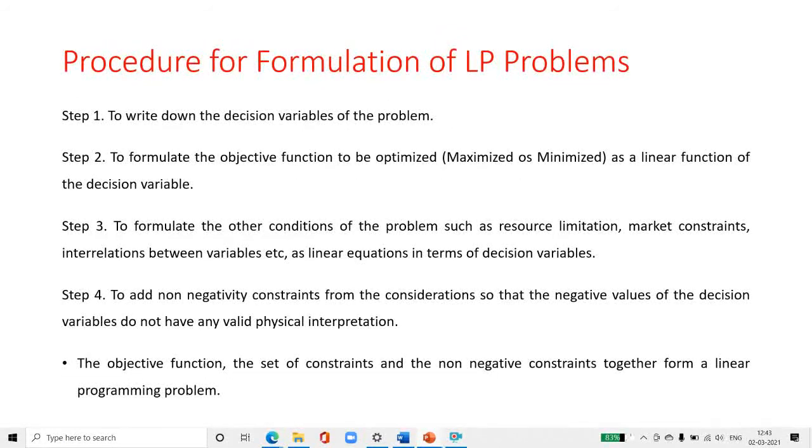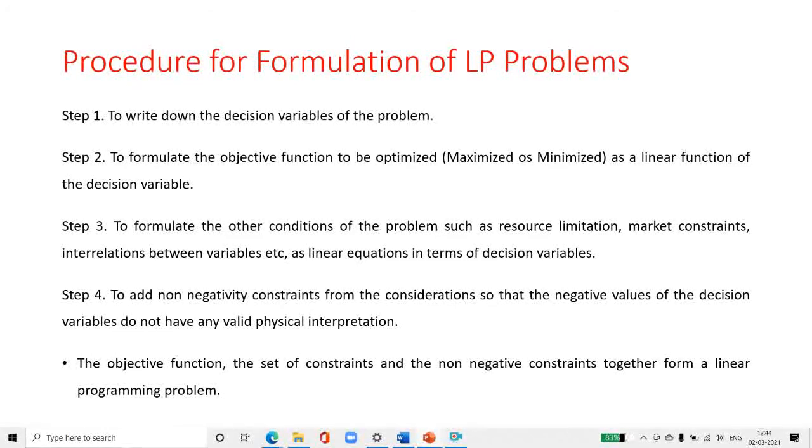Next, there is a procedure for the formulation of LP problems, that is, linear programming problems. What are the steps required? Step one is to write down the decision variables of the problem. What are the decision variables present for that particular problem? First we have to write this down.